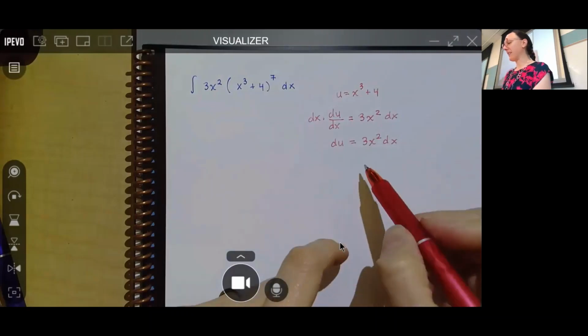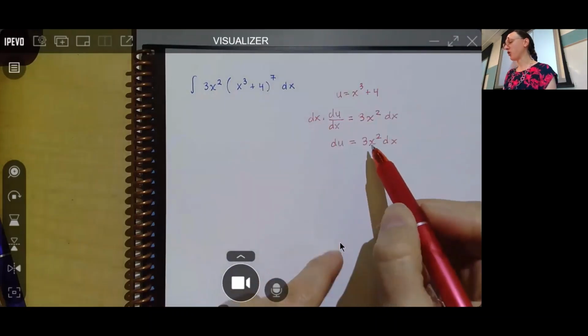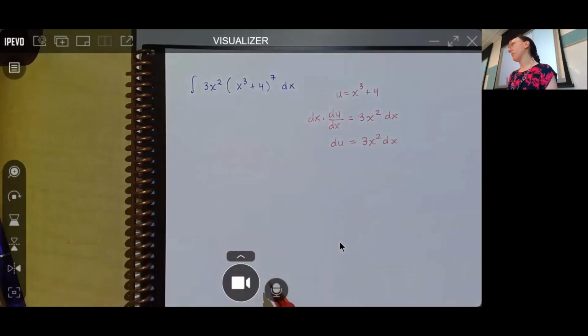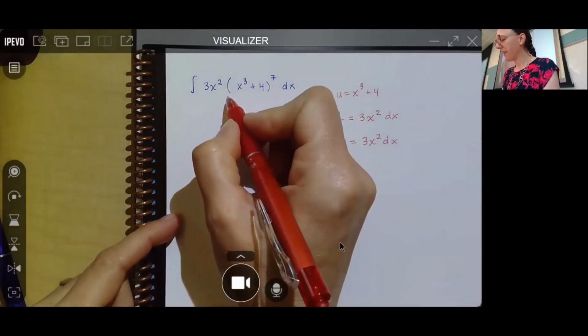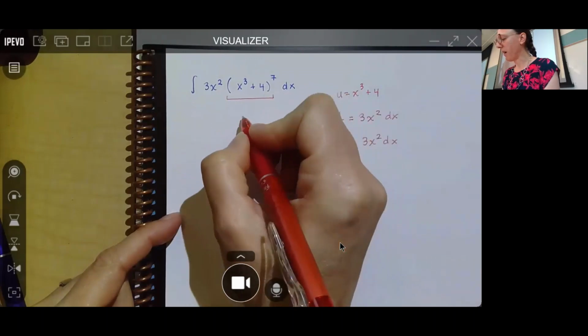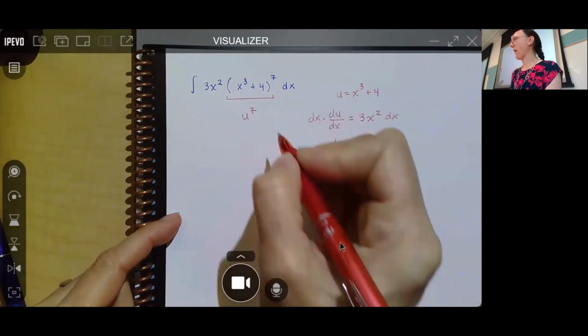Now our goal is that this is my vocabulary list to translate everything in the problem. So if I come over here, this portion becomes u raised to the 7th power.